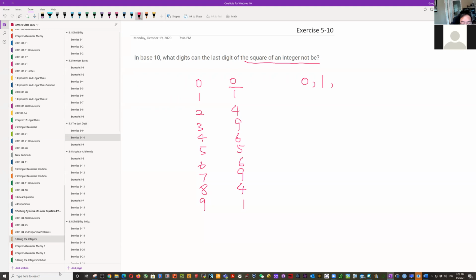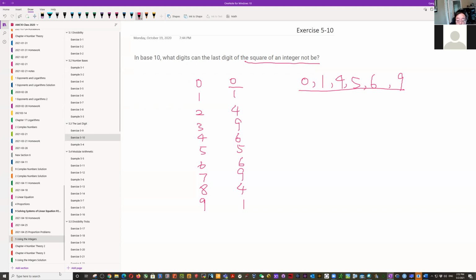1 is a possible outcome. And there's no 2, there's no 3. Then 4, 5 and 6 are possible outcomes. Then there's no 7 and no 8. Then 9 is also a possible outcome. So basically, for any integer square, the last digit always ends up with those numbers.